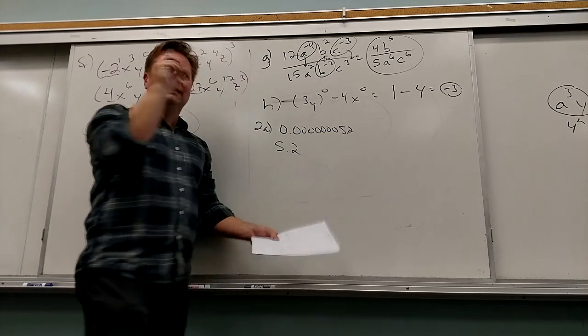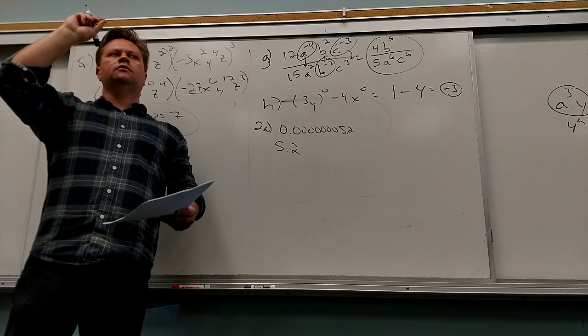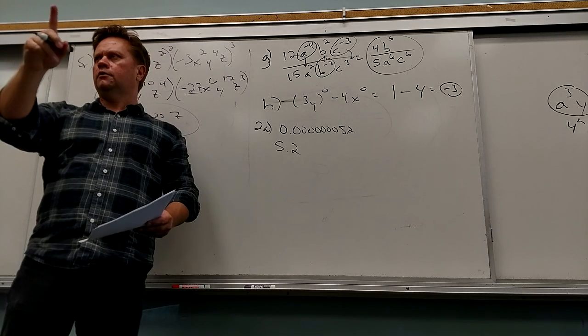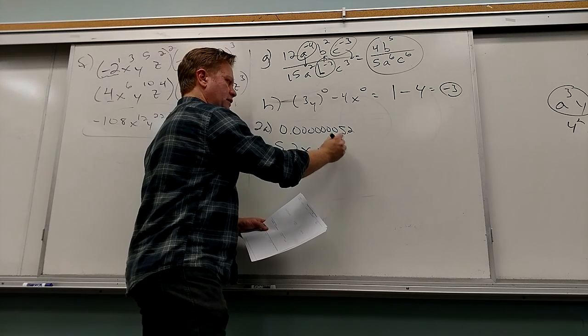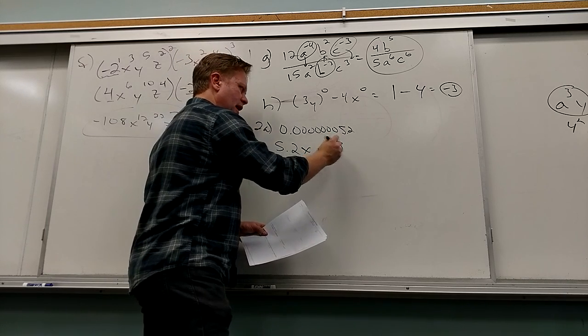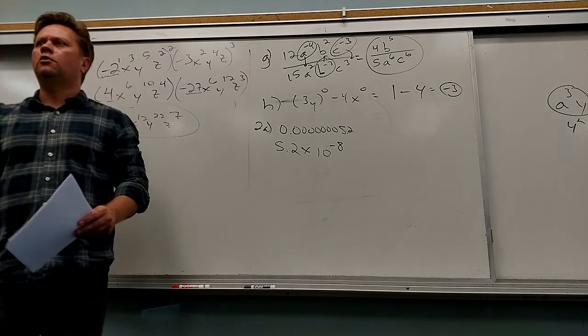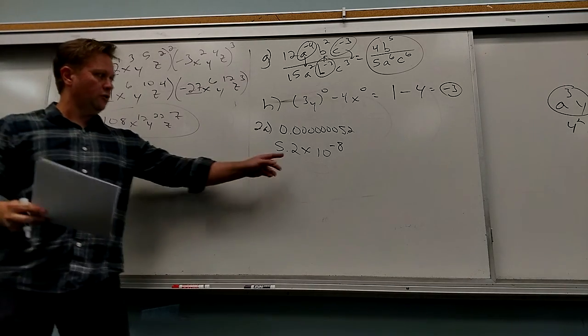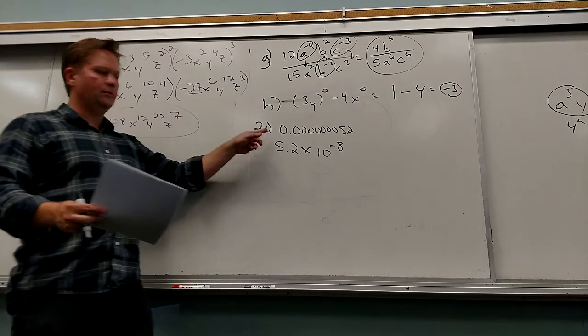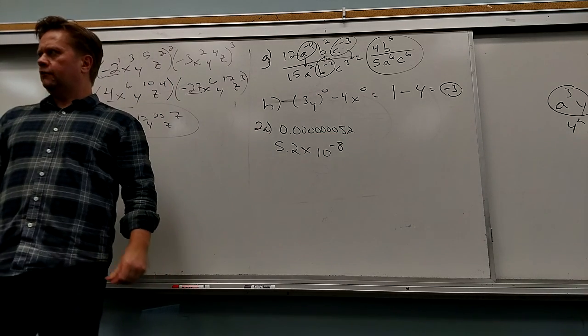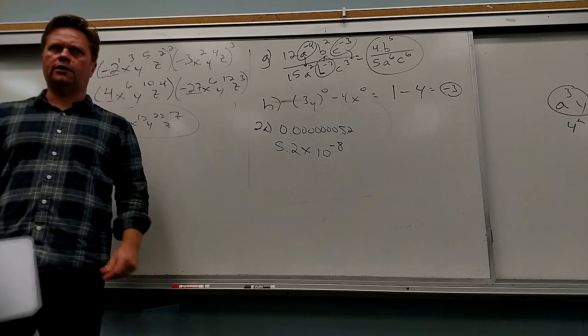You always want to move the decimal until there's one number in front of it. Times 10 to the... Yeah, I had to move it 8 times, and it's negative because I had to move it back. It's a small number. So if I start with 5.2 and then divide by 10 8 times, I become that small. That makes physical sense. That's why it's a negative power.